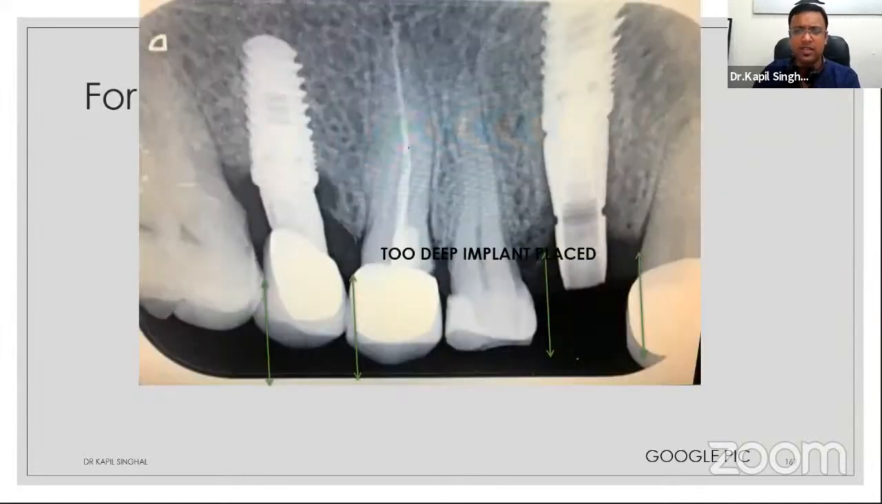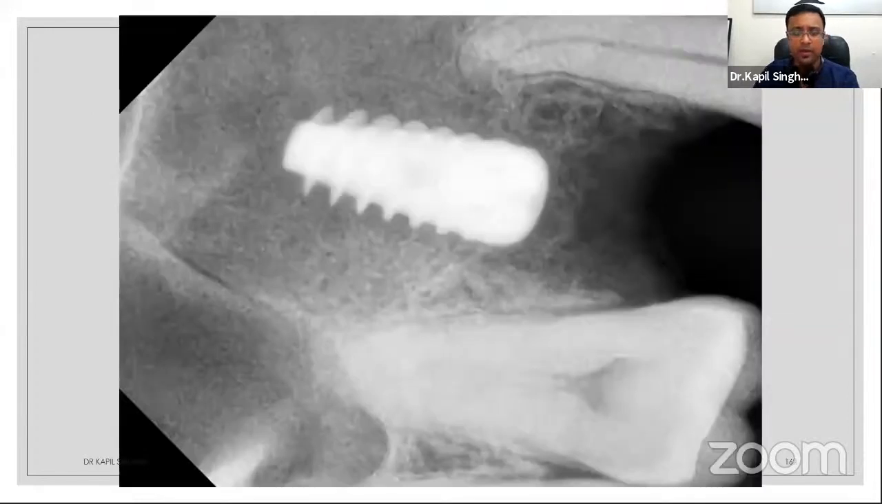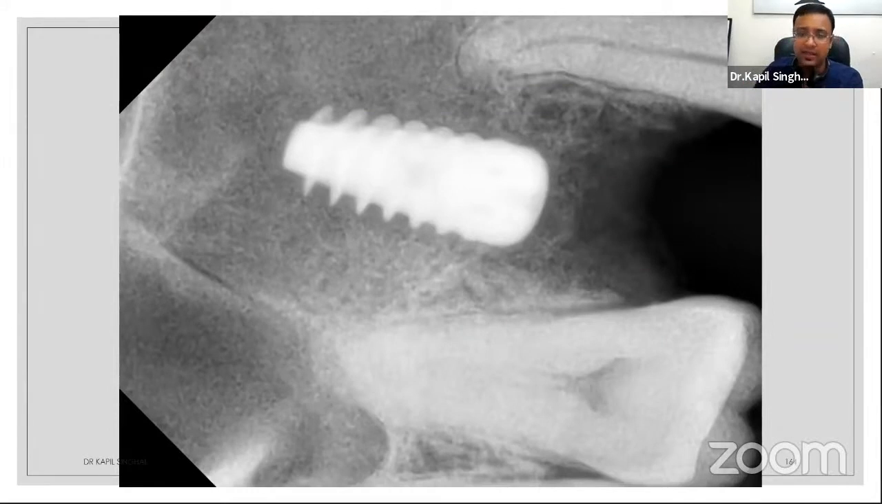So these are some of the cases. See, this is so deeply placed, so all this bone will resorb, and to give a prosthesis over this implant is a nightmare. Okay, another case. This was a referred case to us. Someone placed the implant, and this implant was lying in the sinus. As I tried to put the hex driver over it, that implant slipped inside the sinus.